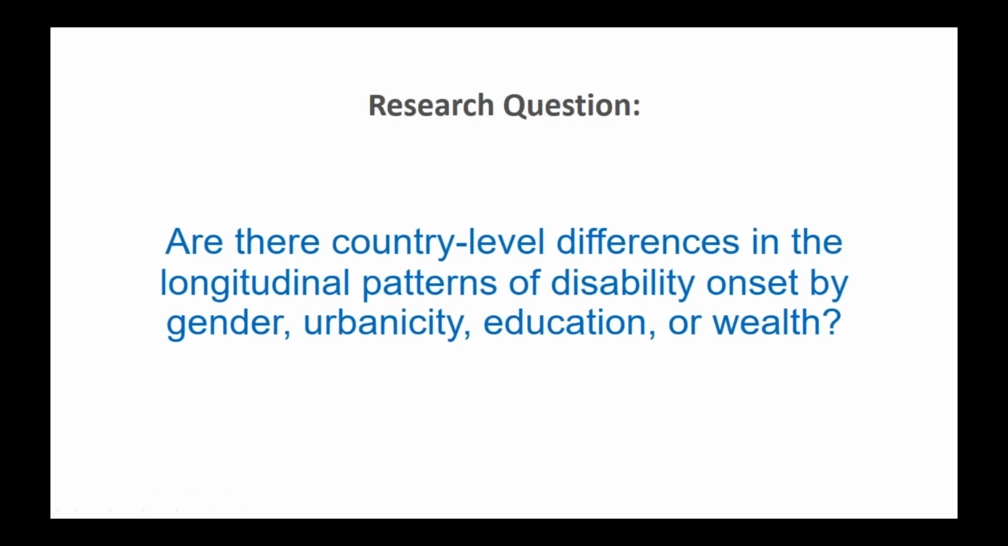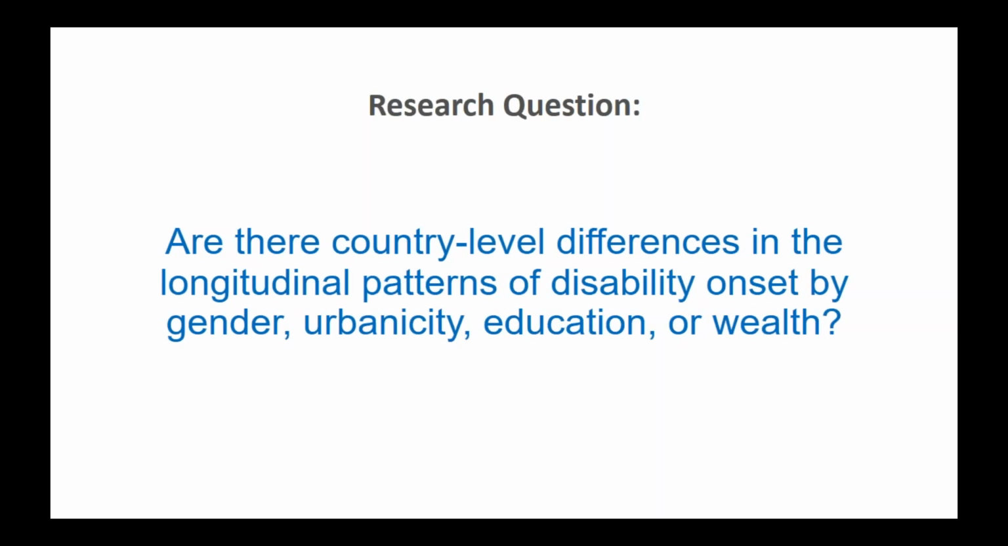So I think it's easiest to start off by asking a research question. The question we're going to be asking is, are there country-level differences in the longitudinal patterns of disability onset by gender, urbanicity, education, or wealth?